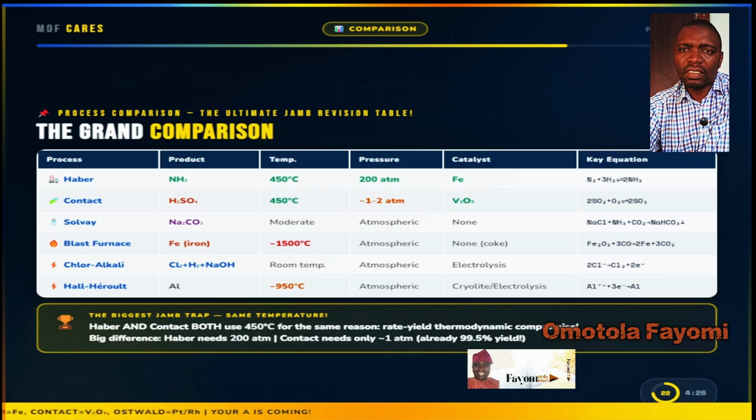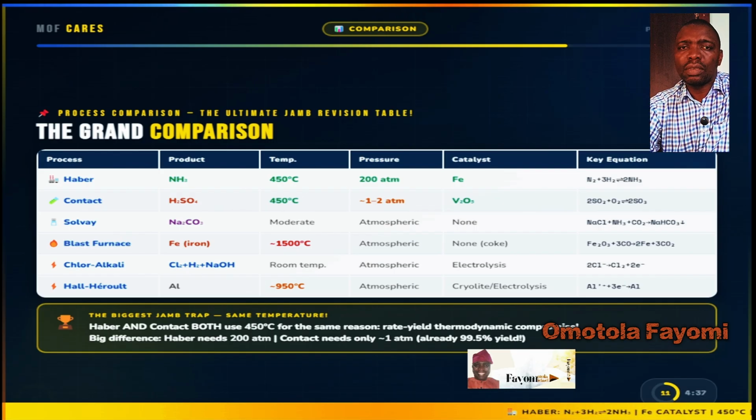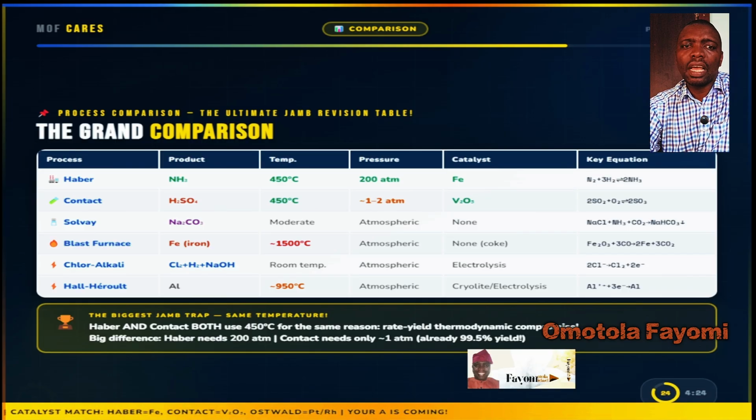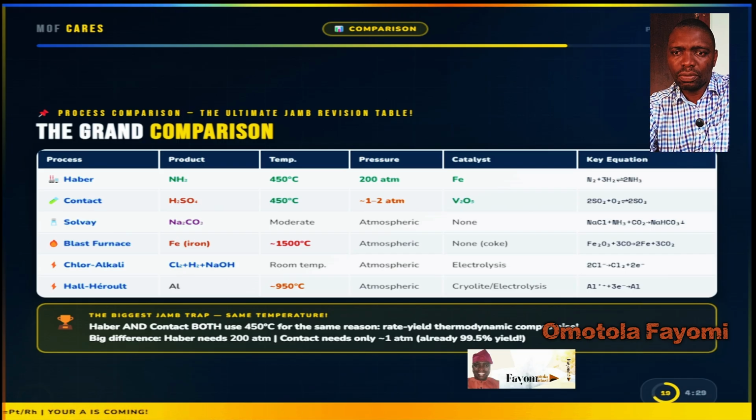Ostwald uses platinum-rhodium. Solvay, blast furnace, and chlor-alkali use no catalyst. Hall-Héroult uses cryolite, but it is not a catalyst but a solvent to enable electrolysis. Equation: N2 plus 3H2 gives 2NH3. That's Haber. For contact, it is 2SO2 plus O2 to give 2SO3. That's the contact key step. NaCl plus NH3 plus CO2 plus H2O gives NaHCO3 precipitate.